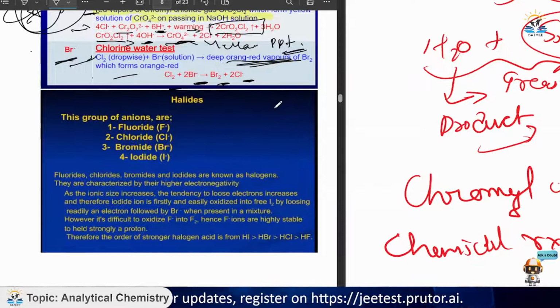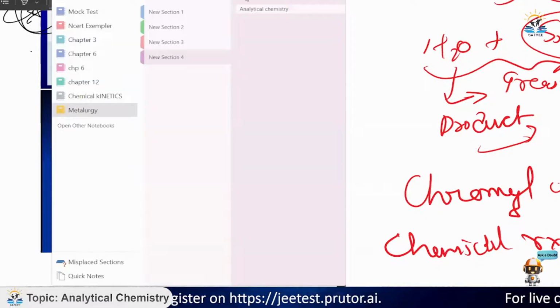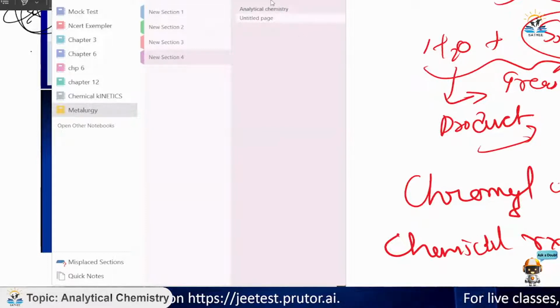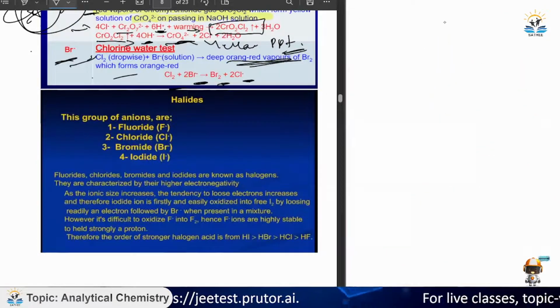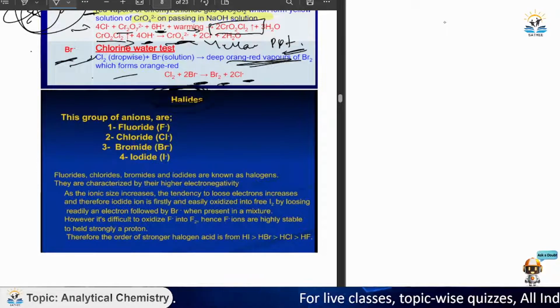Okay, so in this way you can discuss the group 2 element anions. Okay, let me take a new page. I'm not discussing that miscellaneous product, mainly that, and now we will see about some halides.